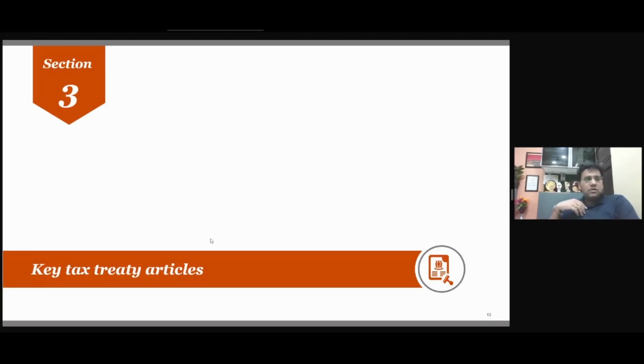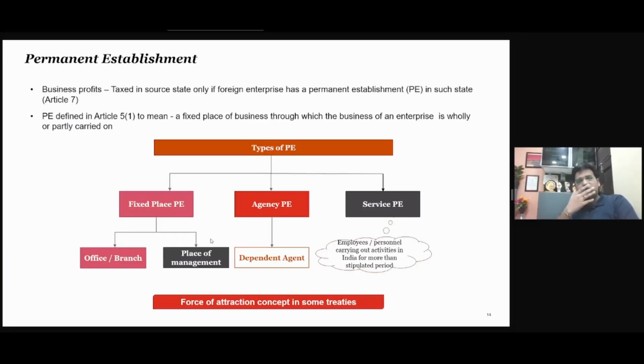Then moving ahead, key articles of tax treaties. The one I want to discuss is permanent establishment, because permanent establishment is critical for the taxation of business profits. Unless you have a permanent establishment, or what we call a PE, of the taxpayer in the other country, its business profits are not taxed. The types of PE we usually have are fixed place PE, agency PE, and service PE.